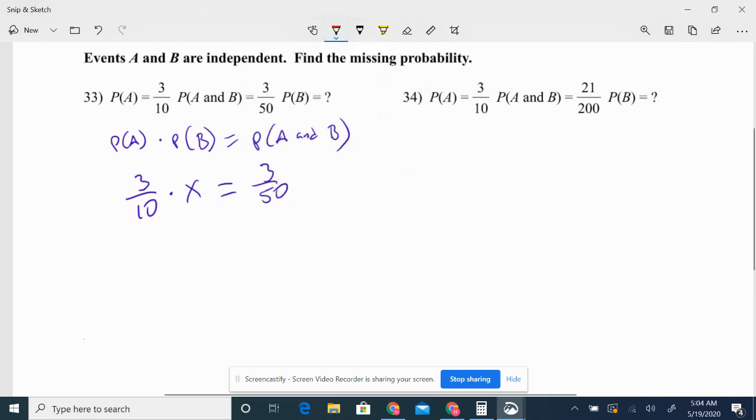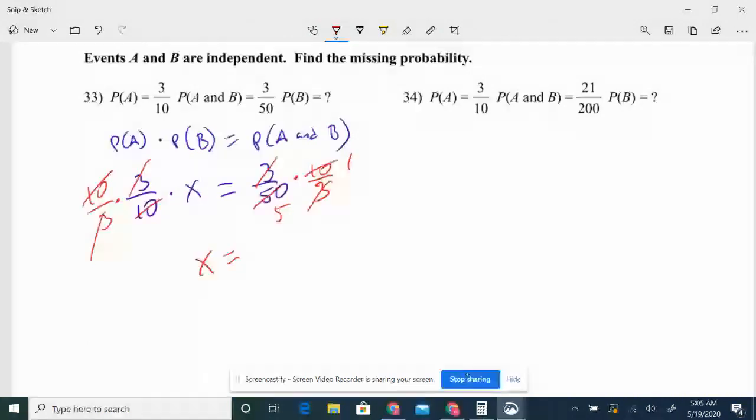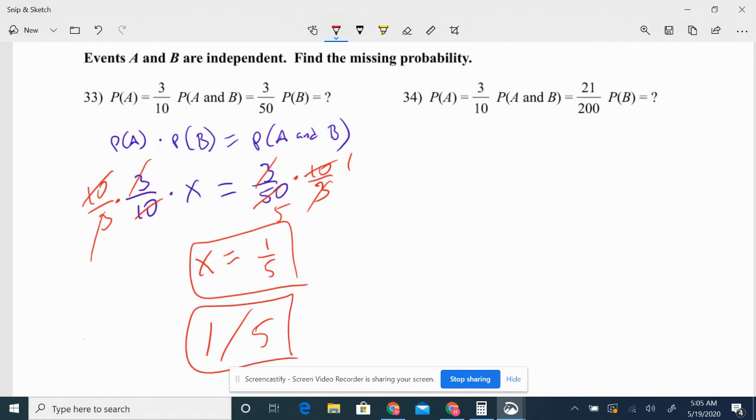So the way I'm going to have x by itself, I'm going to multiply both sides by 10 over 3. I'm going to multiply by the reciprocal of the fraction that is with the x. That way these 10s cancel out, these 3's cancel out, and I have x by itself. Now here, these 3's cancel out. 10 and 50, I simplify them and they become 1 and 5. Now when I multiplied, I get 1 over 5. When you type it, just type in 1/5.